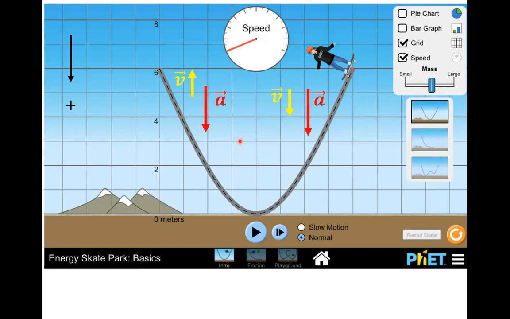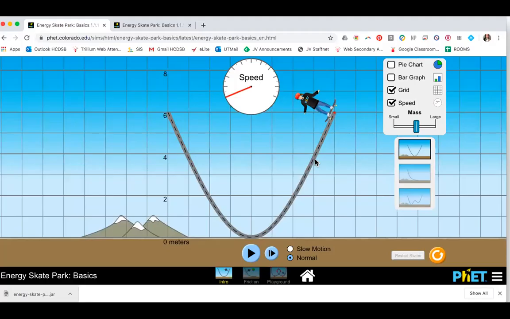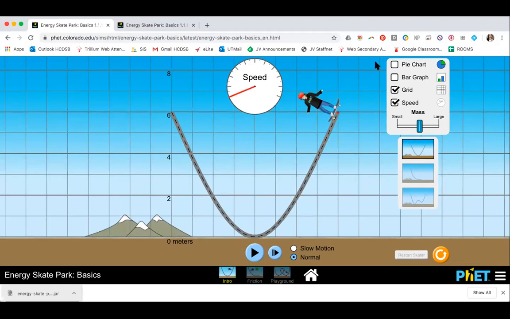And now let's take a look at the energies. So when you enter this simulation, you're going to notice that there's a play button at the bottom. So obviously the person is not suspended up there. This is paused in a moment of time. So I've picked up the skater and placed them at the top. I can press play and watch what happens to the speed.